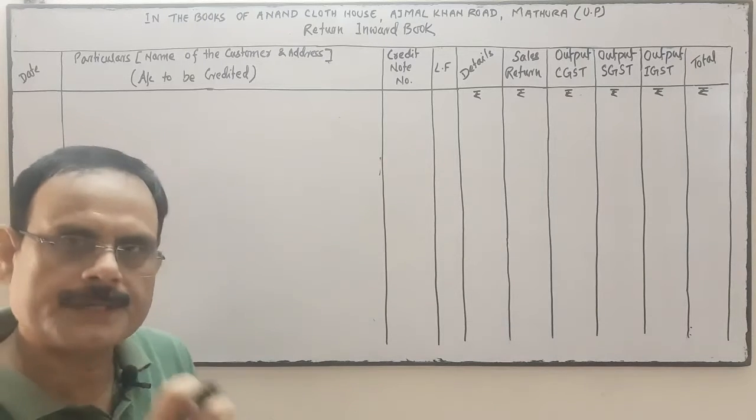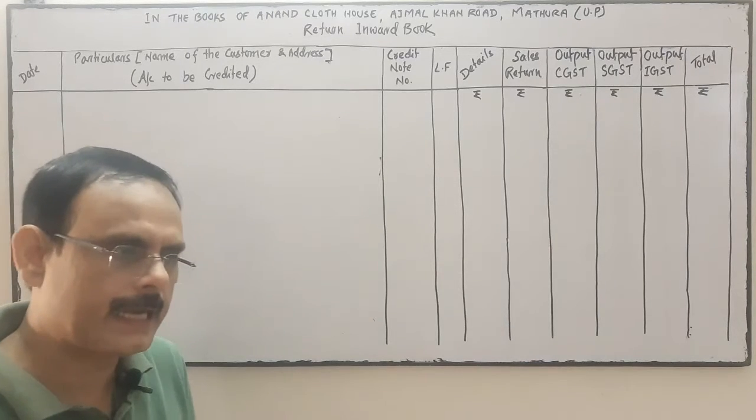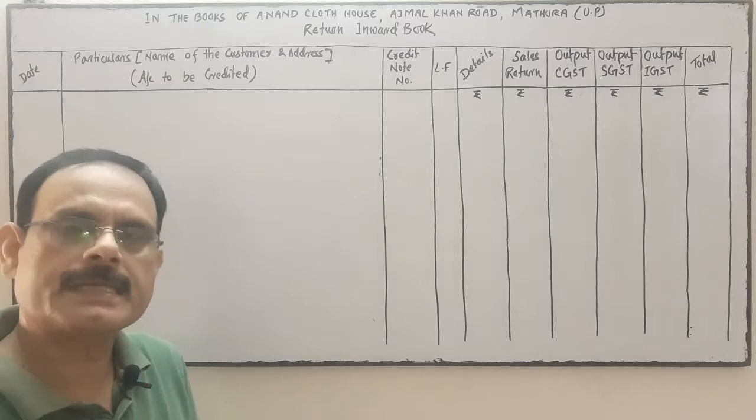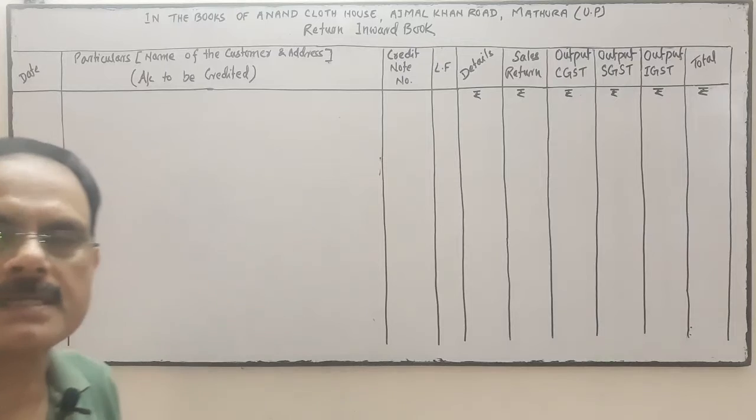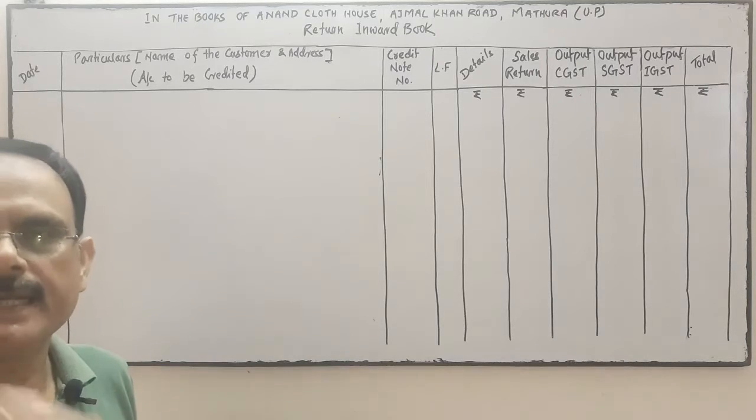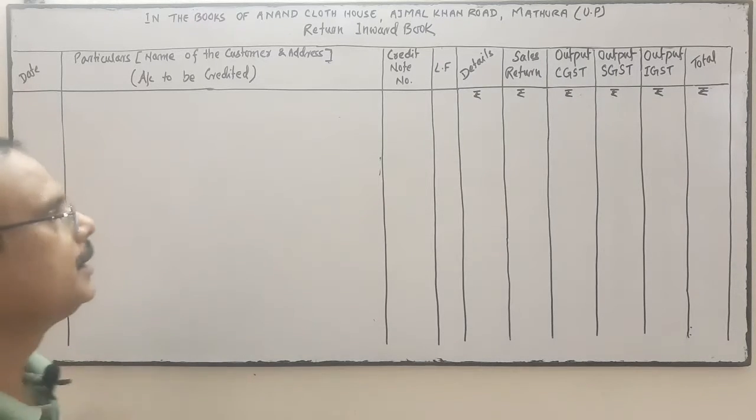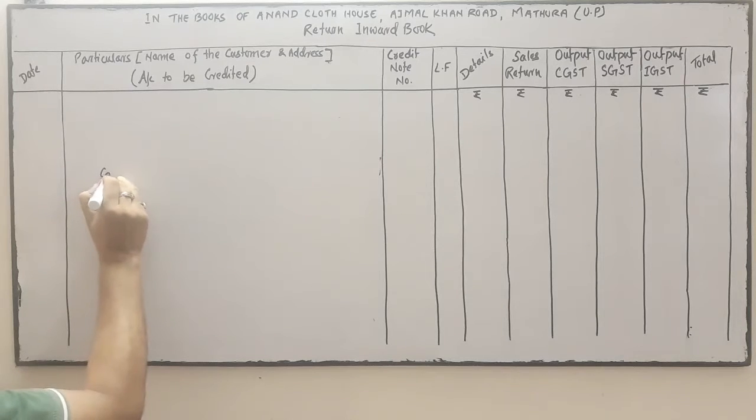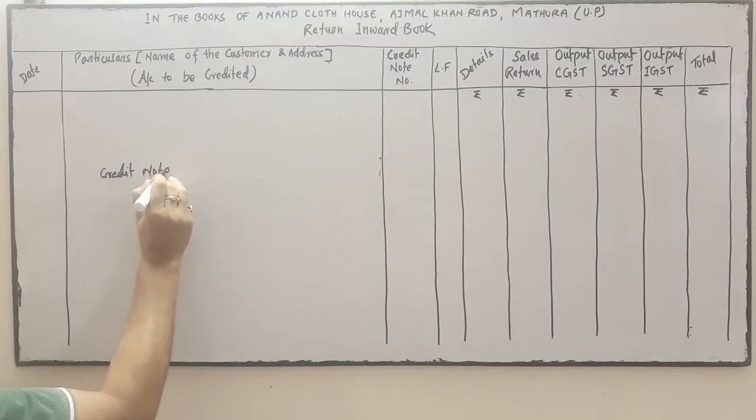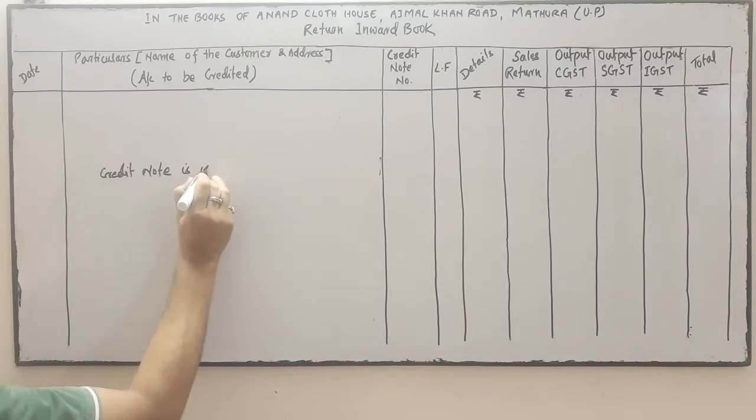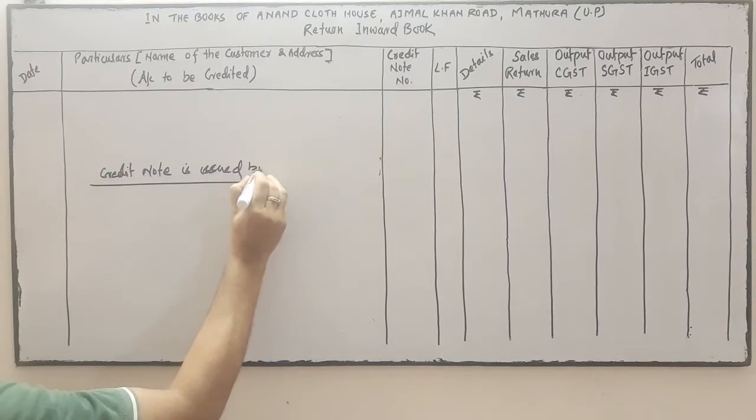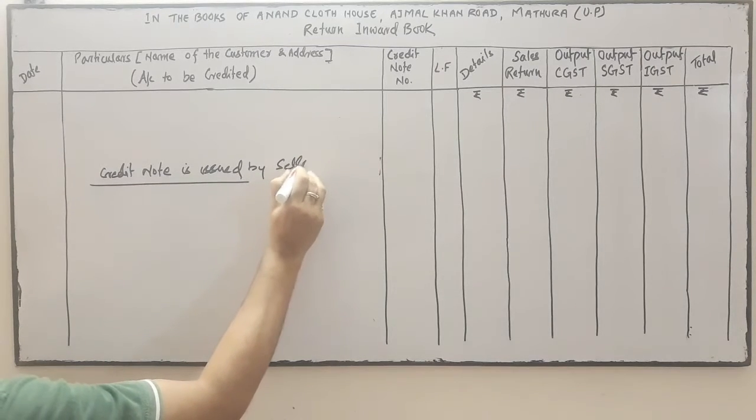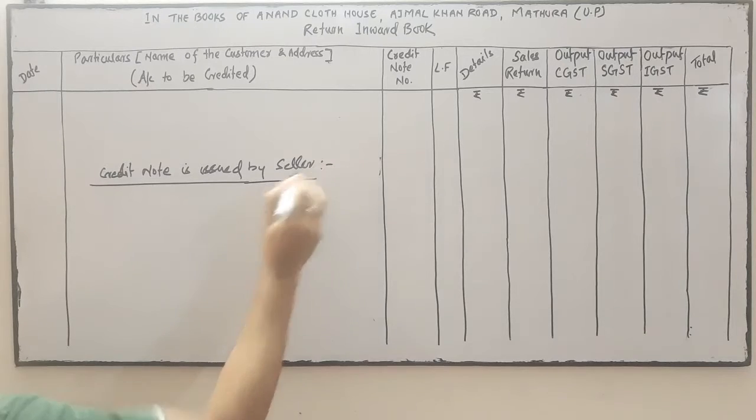This credit note indicates that the customer's account is credited in the seller's books. So credit note is issued by whom? Credit note is issued by the seller. Okay, issued by the seller when?